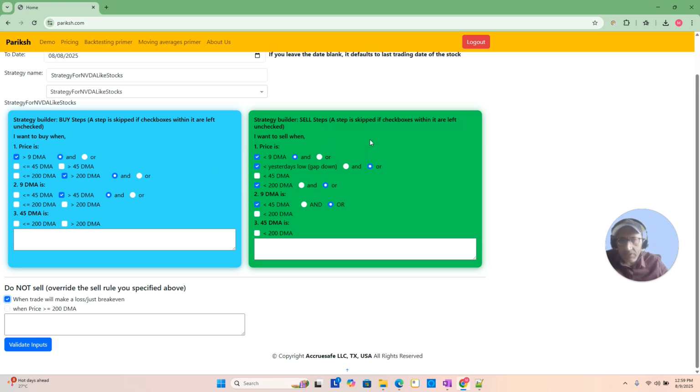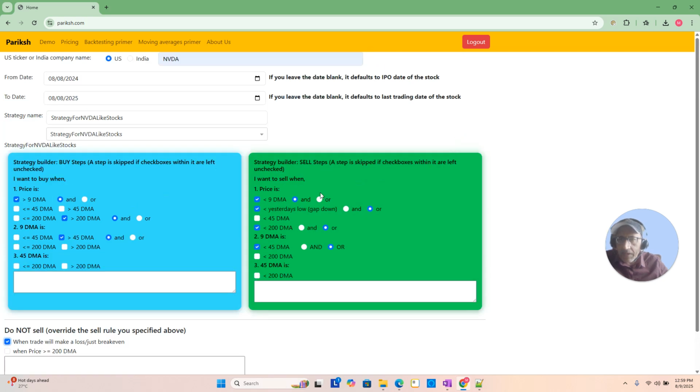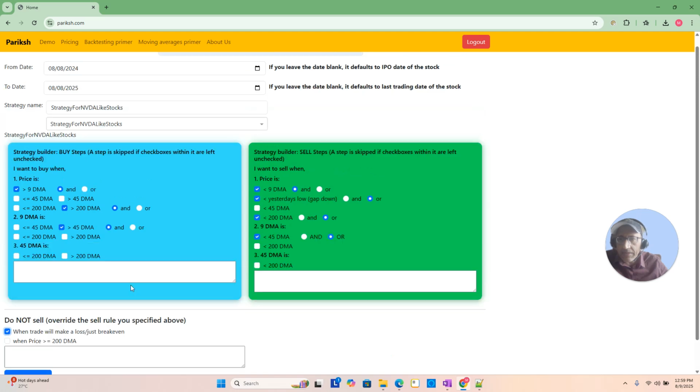So it's possible that you define a sell criteria and you can override that. Your sell criteria could be met, but then your price could be above the 200-day moving average. If that's the case, then you could skip selling the stock. I'm not going to pick that option. We'll just stick with the simple one where it says when the trade will make a loss, then do not sell. So that's it. We define the buy, sell, and the override criteria.